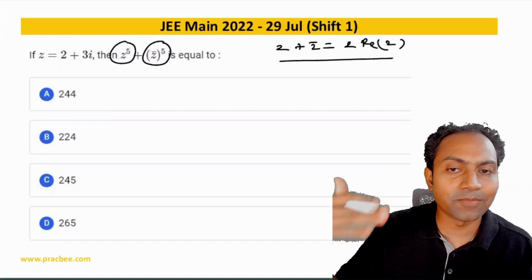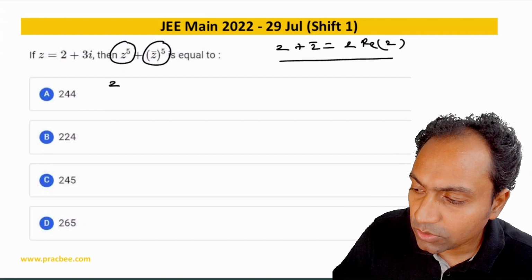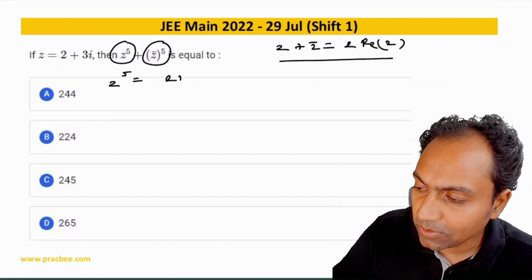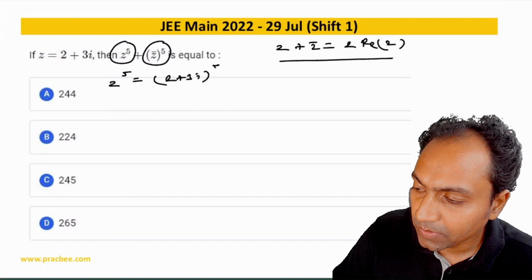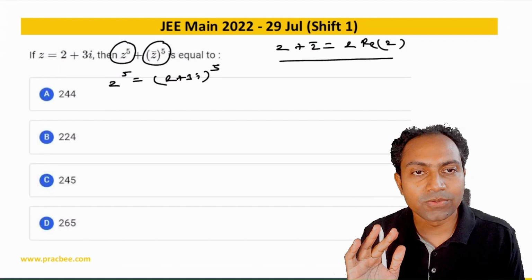Now here z is nothing but z raised to the power 5, so that does not matter. We just need to get the value of z raised to the power 5. So z raised to the power 5 is 2 plus 3i raised to the power 5. Whatever real part we get out of this, double of that would be our answer. So now let us look into this.